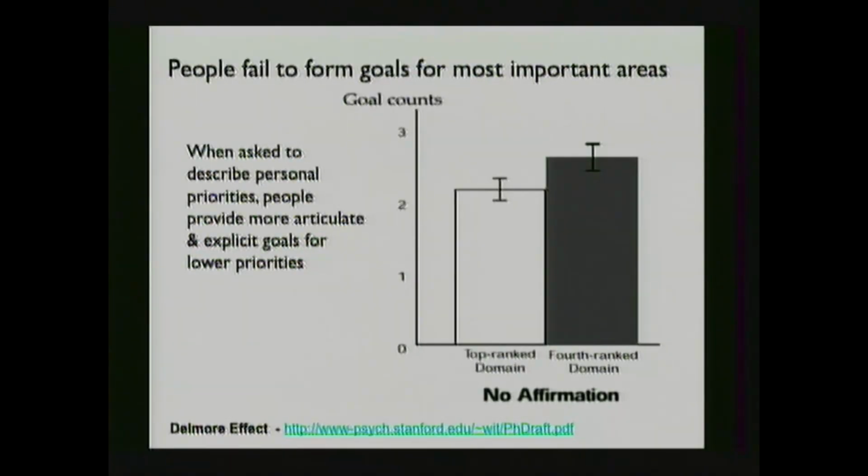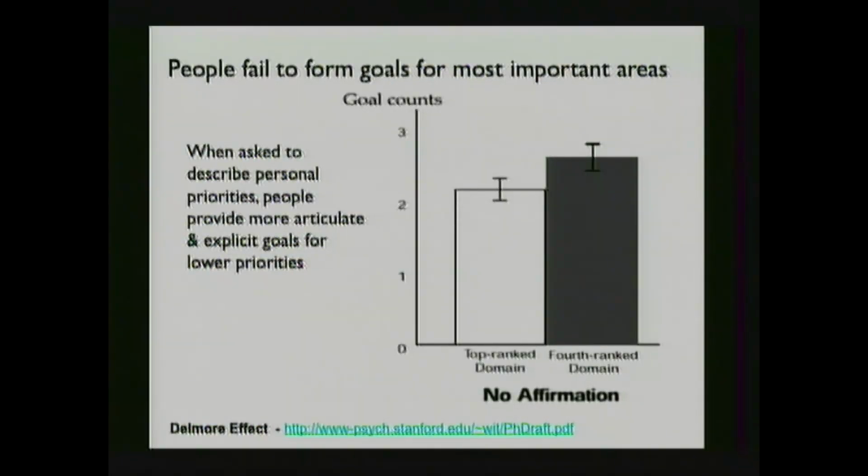What I found was that if somebody rated academics as their top domain, they were systematically and significantly less articulate about that than if a different person had rated academics as their fourth priority. So the general phenomenon, and I see some people trying to wrap their heads around this, is that the lower the priority it is, the more likely you are to be able to articulate and develop plans.